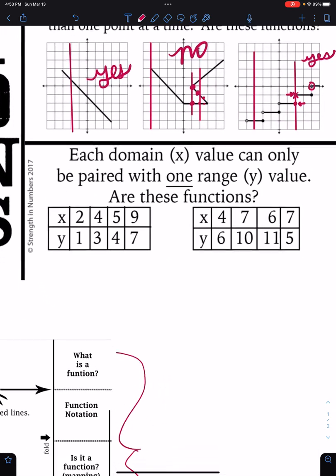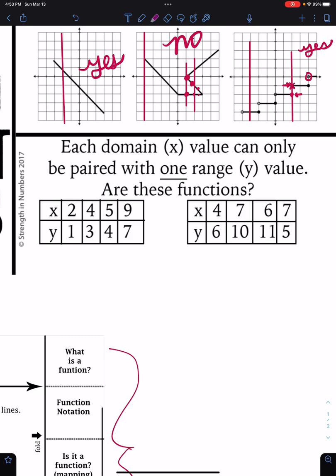And lastly, remember what we've said several times now, that each x value can only be paired with one y value. So basically you're looking to see if any of the x's repeat. 2, 4, 5, 9 doesn't repeat. 4, 7, 6, 7, the x's repeat here, so this one is a yes, and this one is a no.